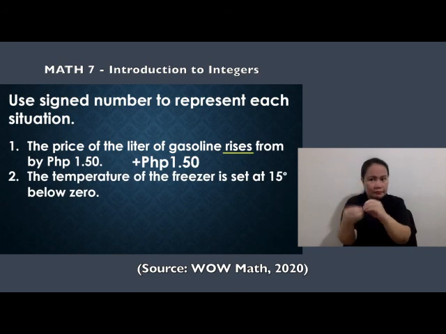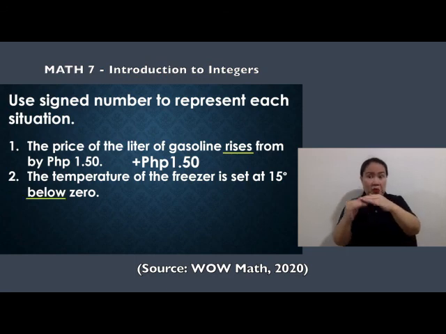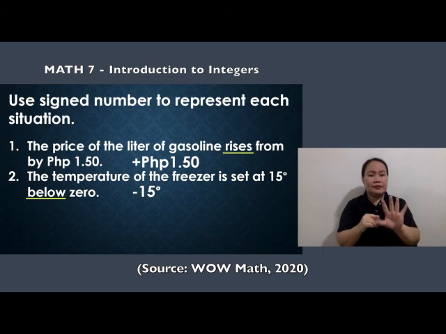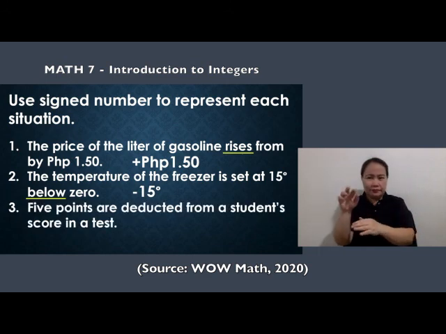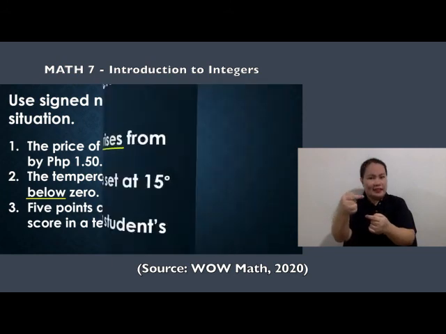Next, the temperature of the freezer is set at 15 degrees below zero. So, the word here is below. So, therefore, this is negative 15 degrees. So, again, below is negative. Next, 5 points are deducted from a student's score in a test. So, deducted means negative. Okay, so that is negative 5 points.